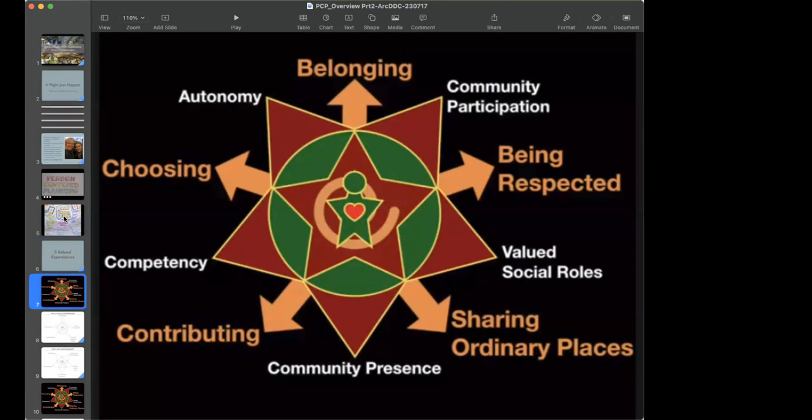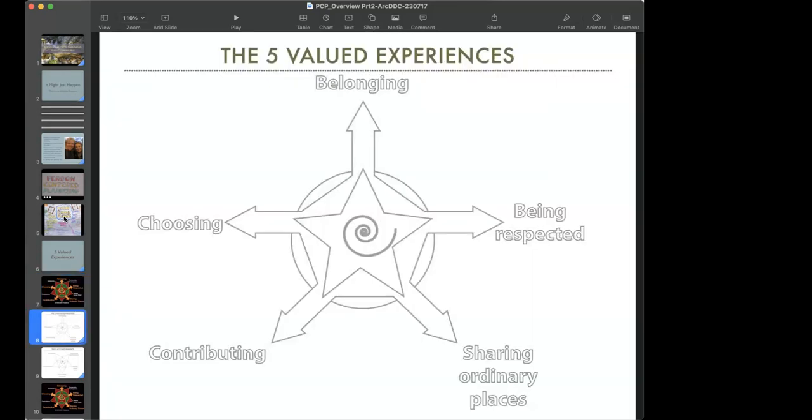And I shared a little bit of this last month at the webinar, but I'd like to add it again today. This is the idea that there are these two places where the five valued experiences and the five accomplishments meet in ways that allow us to think about not only what service provision and what outcomes we're looking for, but also an opportunity to think about how we are making sure that people have bigger lives.